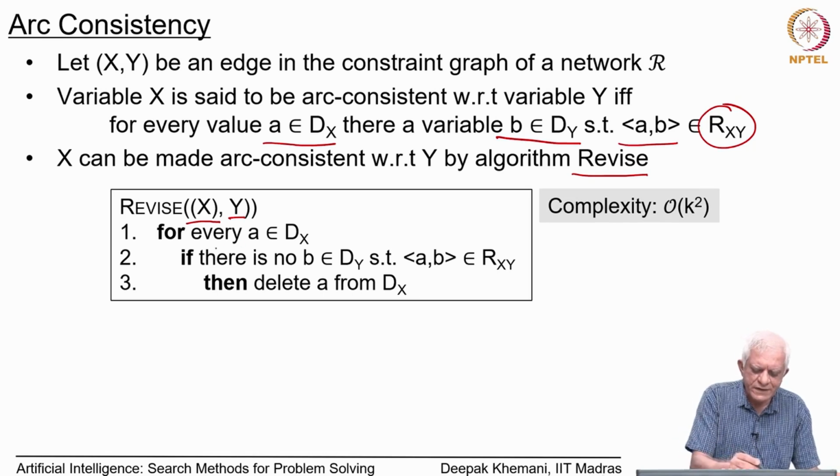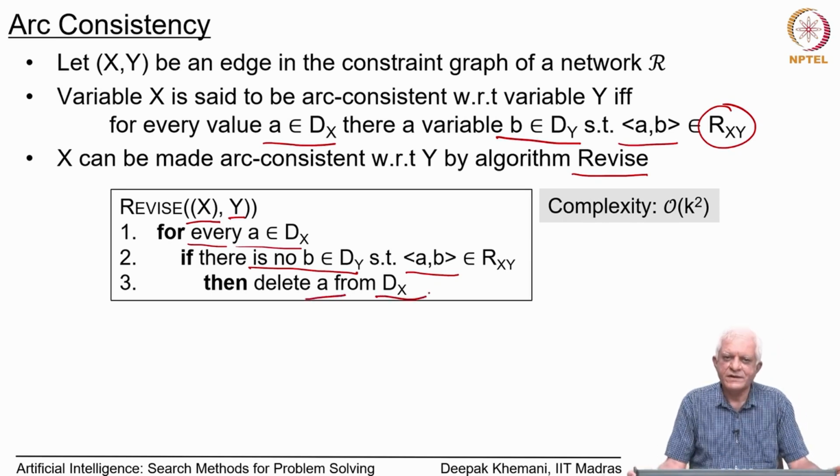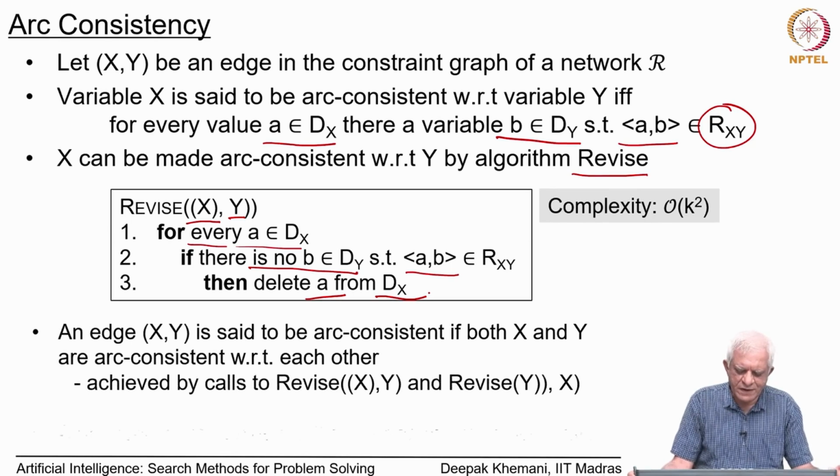that for every a belonging to d of x, if there is no b belonging to d of y in the domain of y, then you delete this a from d of x essentially. So, you look at all the values of a in the domain of x, and for every value a, if you can't find a corresponding value in y, then you delete that a from the domain. So, you see that we are basically pruning the domain, and we are pruning the domain of variable x. So, that is revise.